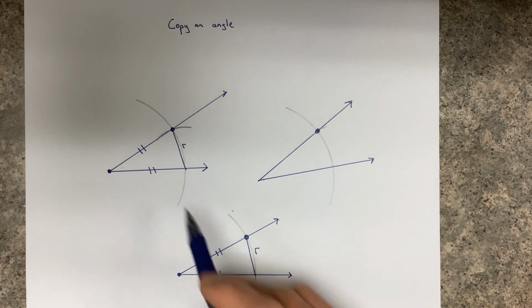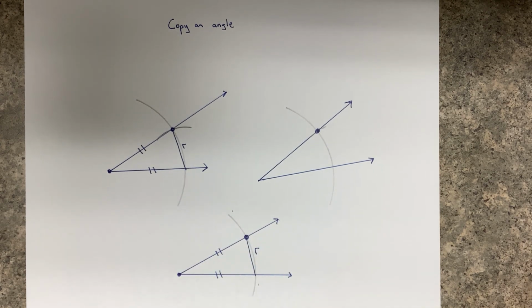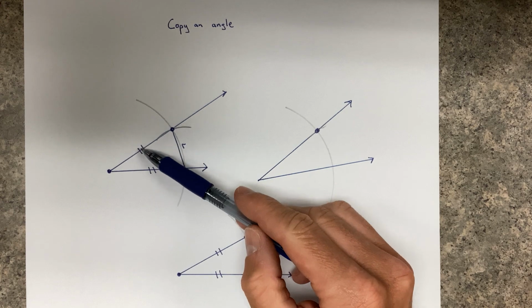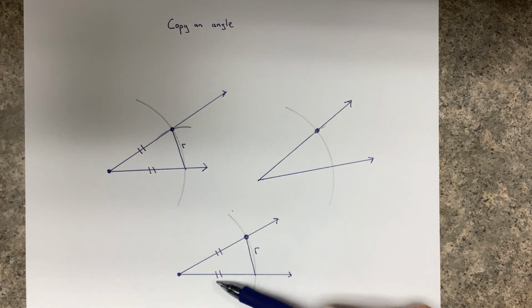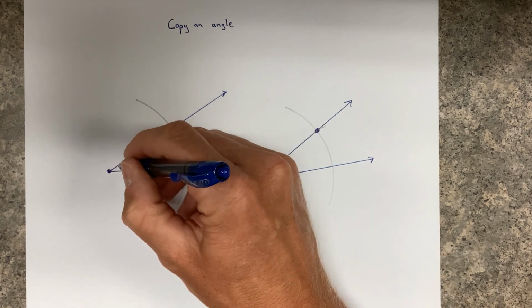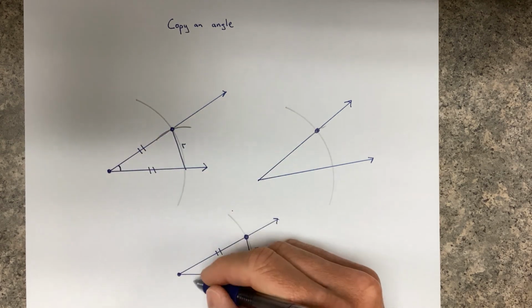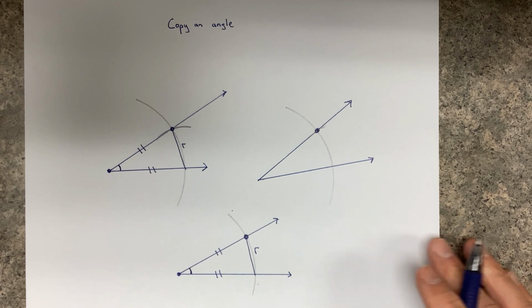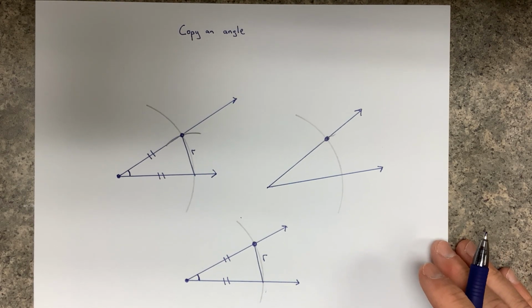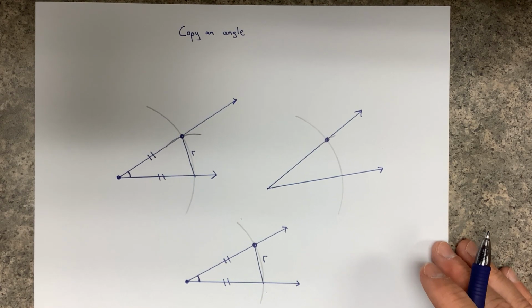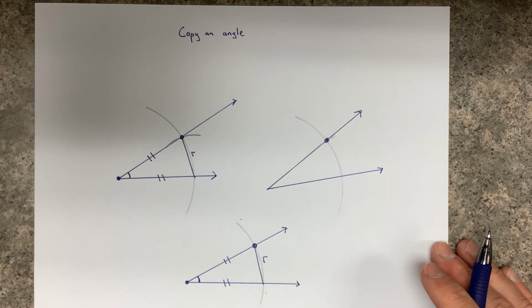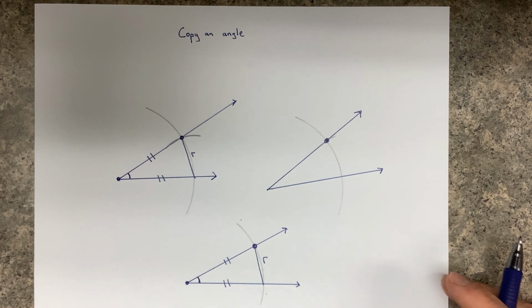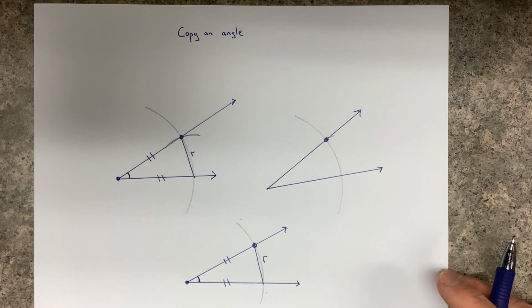And again, these triangles have to be congruent. They actually have the same side, side, side. And that means that this angle must be congruent to that angle, which is why this works, right? Copying an angle is creating another congruent angle. Angles are congruent if they're the same measure.